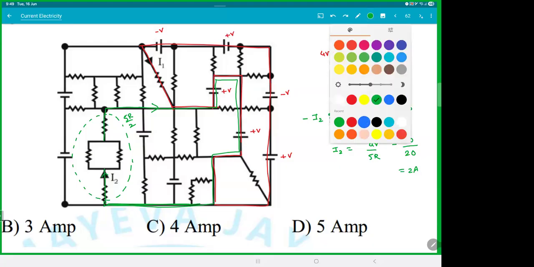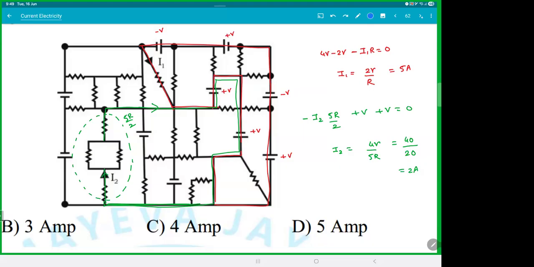Great. Any doubts on this? Anyone not convinced with anything here? Please ask me.